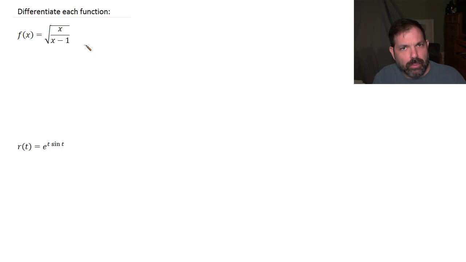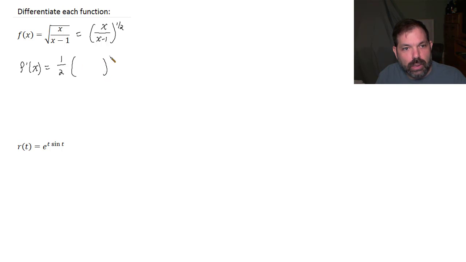So if we think of this, remembering that the square root is the same as raising something to the 1/2 power, this is the same as writing x over x minus 1 to the 1/2 power. So then calculating the derivative of this, I'm going to think of the x over x minus 1 as being raised to the 1/2 power. So then the derivative, f prime of x, I'd have 1/2 of the quantity to the negative 1/2 power, and then I'd have to multiply that by the derivative with respect to x of that same quantity, x over x minus 1.